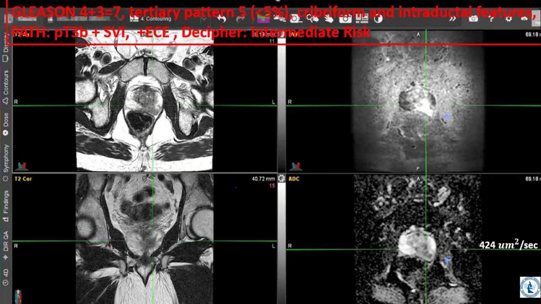And interesting here, the Decipher was intermediate risk. The Decipher is a genomic test that allows us to observe different genes that are activated for different kinds of prostate cancer.